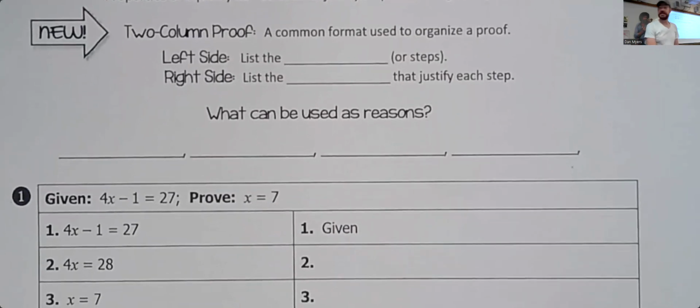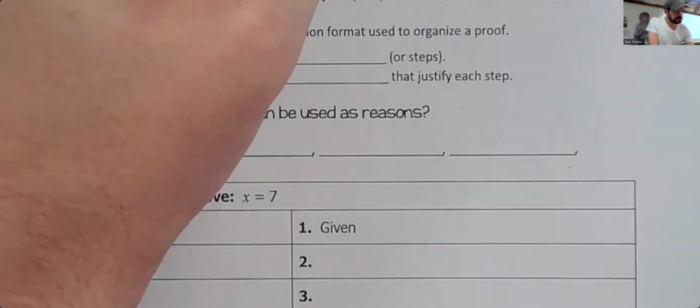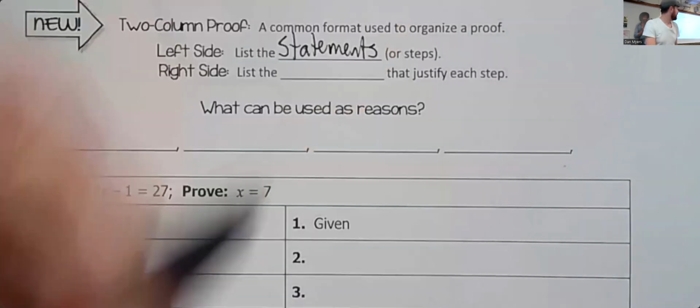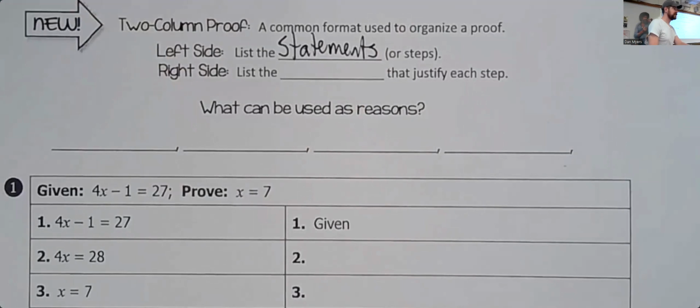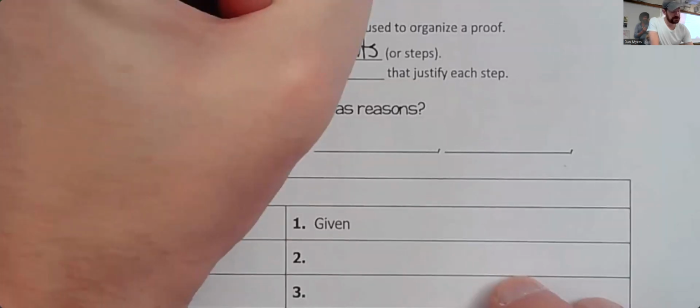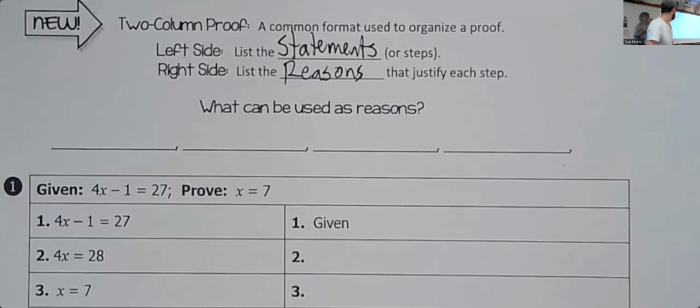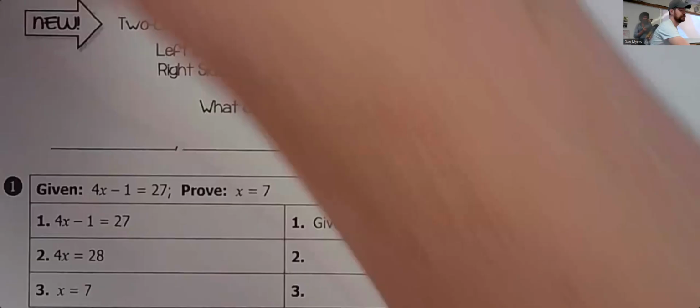So now let's see. We've got the left side, and this is the list of, what do they call that? Yeah, okay, statements. List of statements. So anytime we're working on a two-column proof, we have our statements on the left, what we are doing. So a statement is what you are doing. And the right side is going to be what we are calling the reasons. What did you do on the left? And then why did you do it on the right? So go ahead and get that written down.